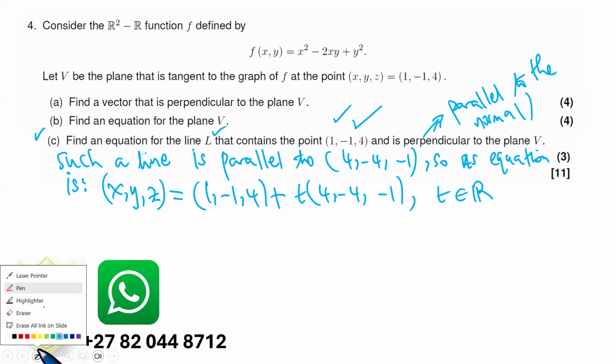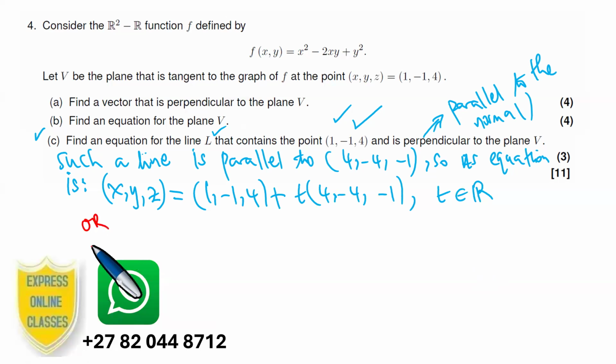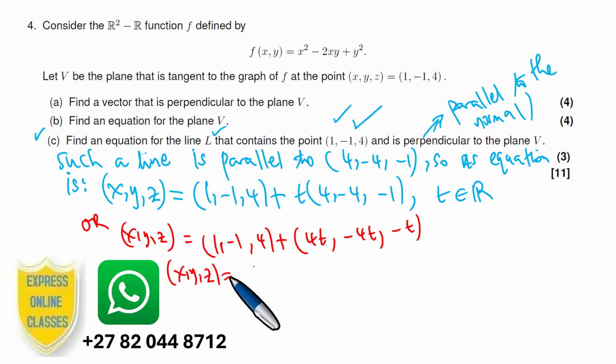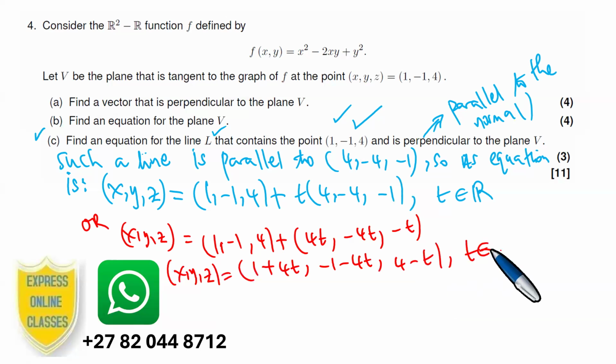If you don't want to write the answer like this, you can say: or x, y, z equals 1, minus 1, 4 plus 4t, minus 4t, minus t. You can multiply everything like this, and then x, y, z becomes 1 plus 4t, minus 1 minus 4t, 4 minus t, where t is in the reals.